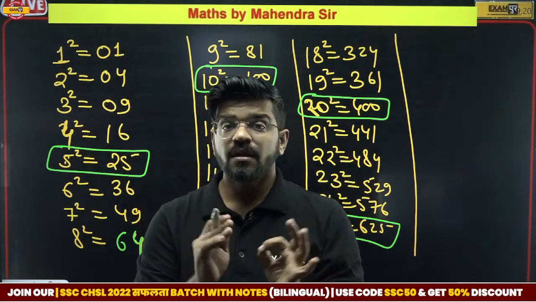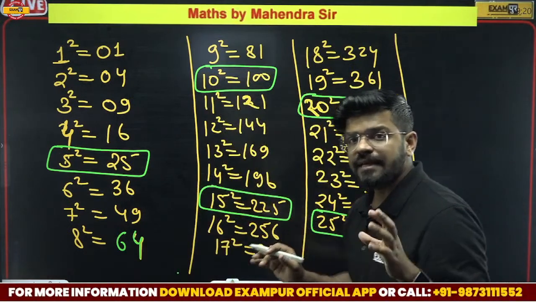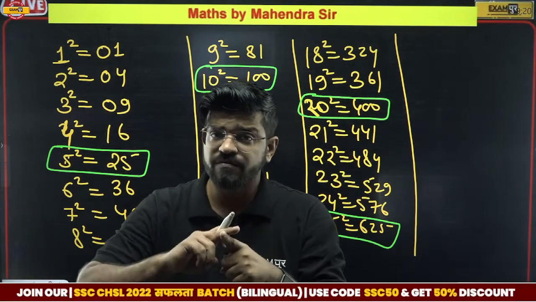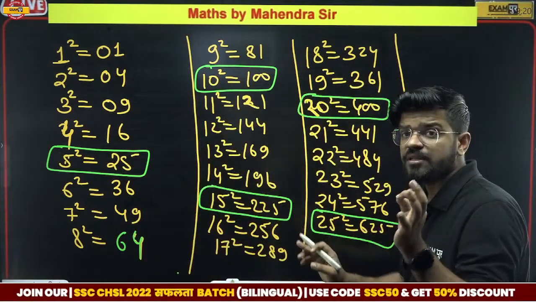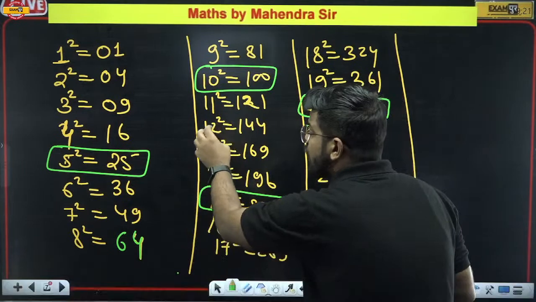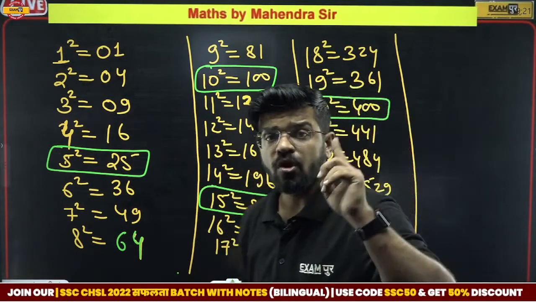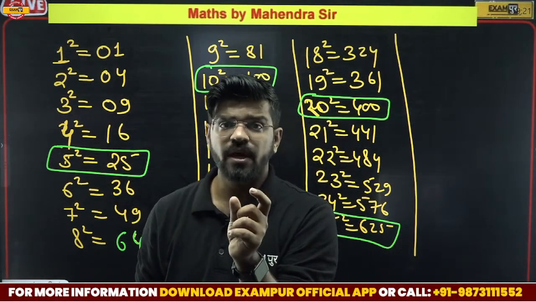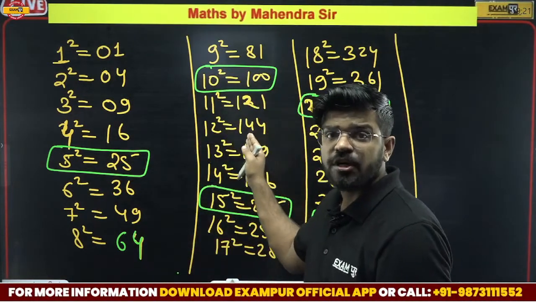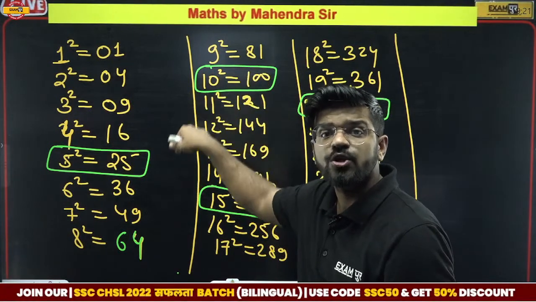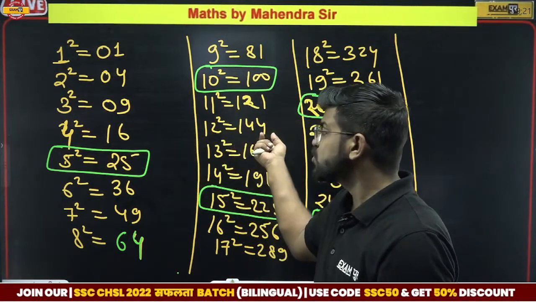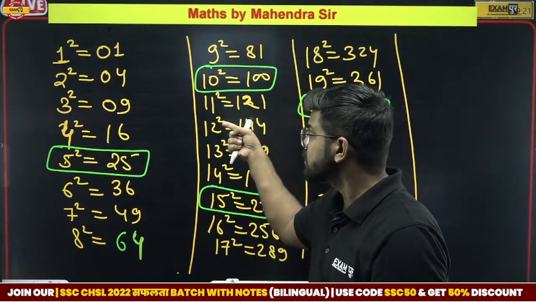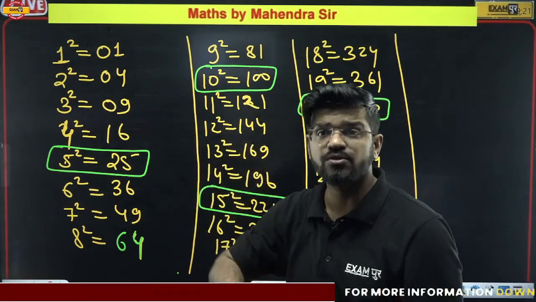So you have to learn squares like this, so that you remember the square of the numbers. 12 square is 144. You should also remember that 44 as the last 2 digits comes in the square of 12 only.